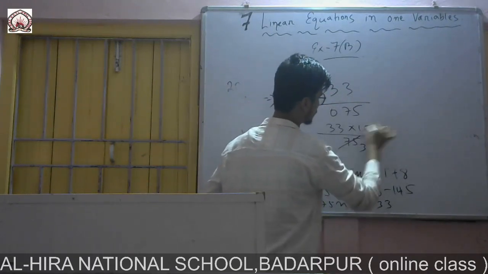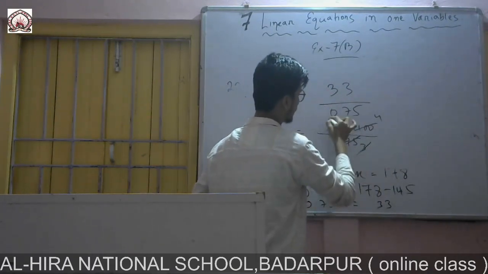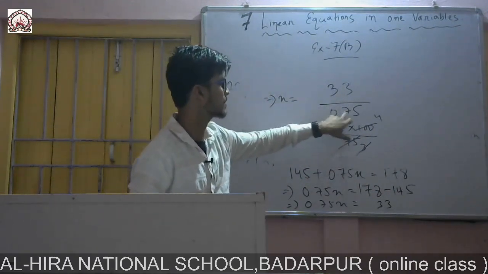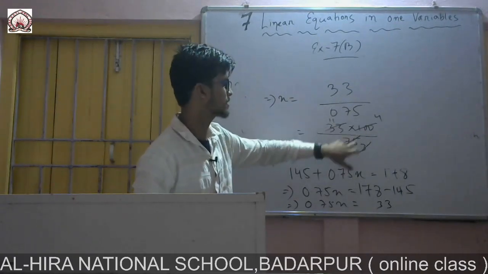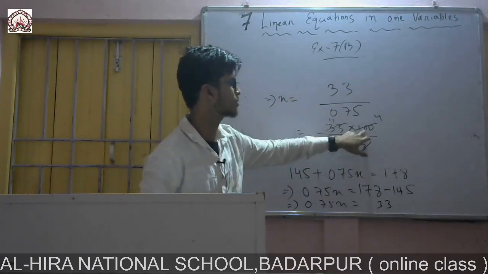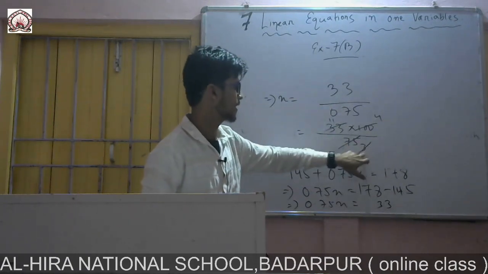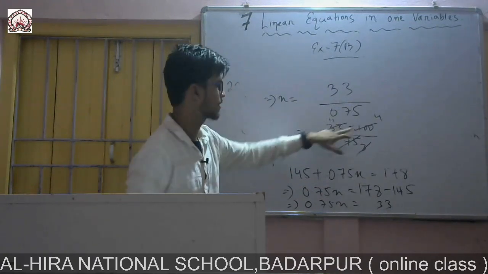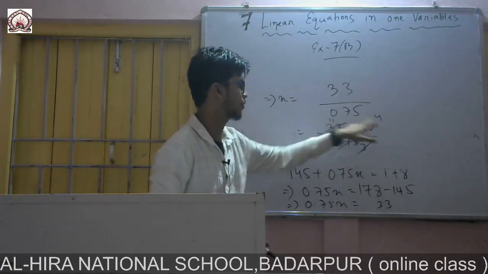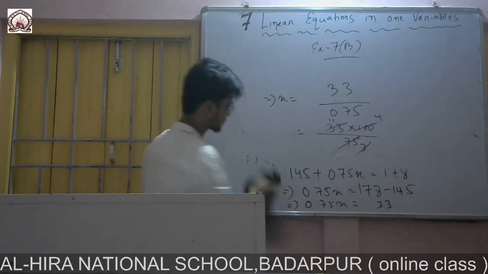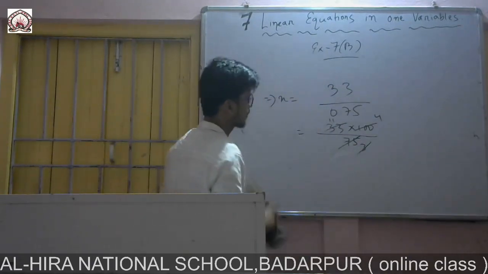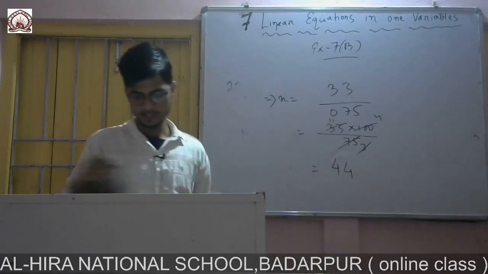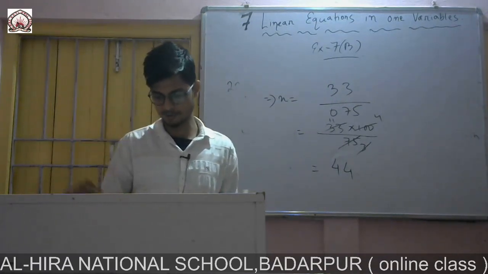25 3s are 75, and 25 4s are 100. Just to remove the decimal point I put here 100, that means 2 places. Again with 3 I cancelled this one. 3 1s are 3, 3 11s are 33. So here left 11 and there 4. 11 4s are 44. So the value of x is 44. That means the extra minutes she talked is 44 minutes.